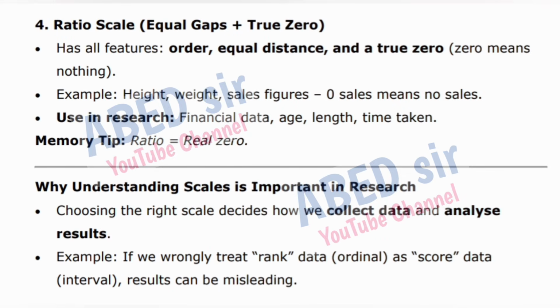4. Ratio scale, equal gaps plus true zero. Has all features, order, equal distance, and a true zero. Zero means nothing. Example: height, weight, sales figures, 0 sales means no sales. Use in research, financial data, age, length, time taken. Memory tip: ratio is equal to real zero.